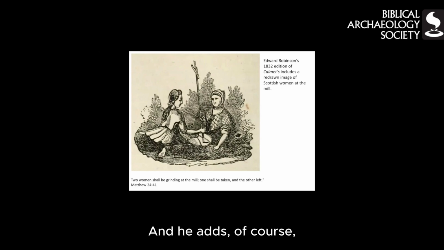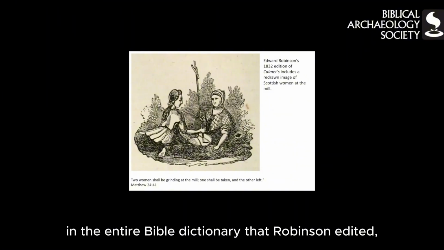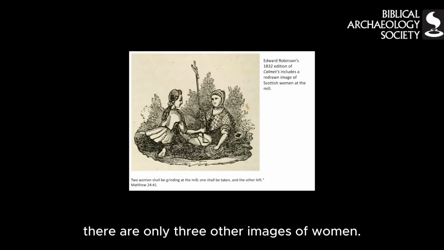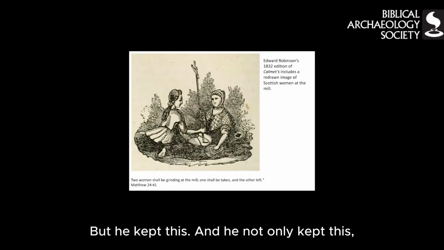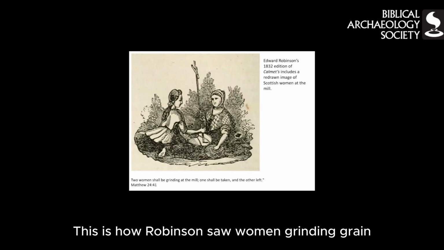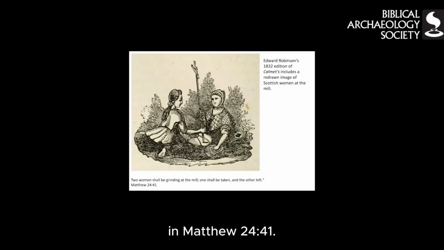And he adds, of course, Matthew 24:41. Two women shall be grinding at the mill, one shall be taken and the other left. And this is very interesting because in the entire Bible dictionary that Robinson edited, that was published in 1832, there are only 3 other images of women. But he kept this, and he not only kept this, he actually had it redone. This is how Robinson saw women grinding grain in Matthew 24:41.